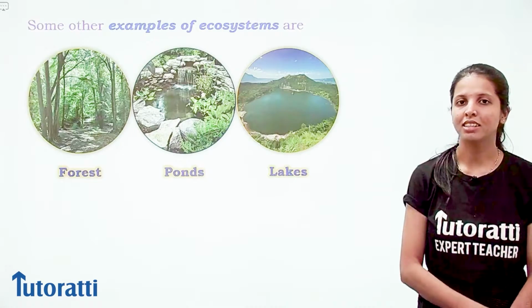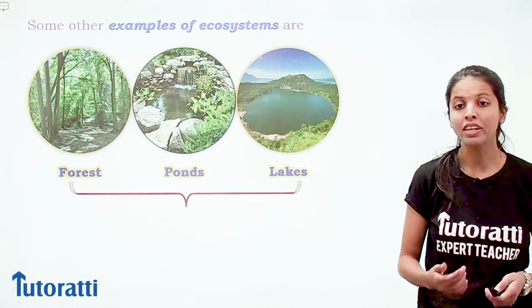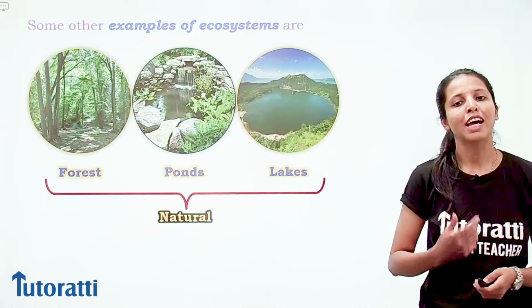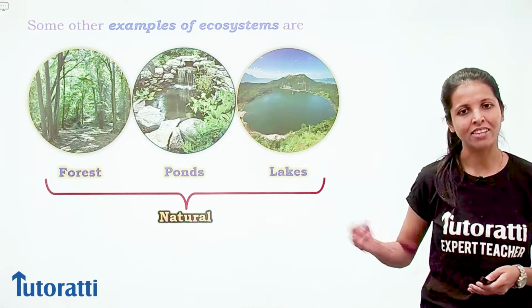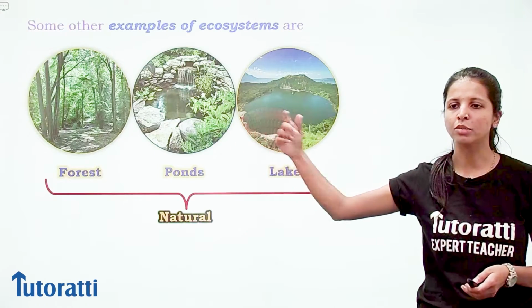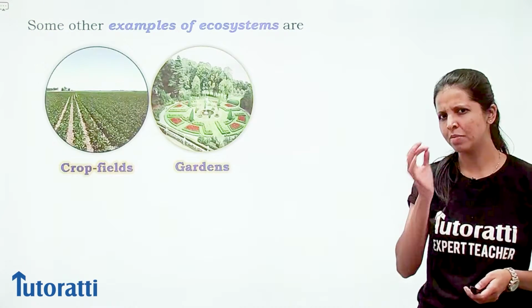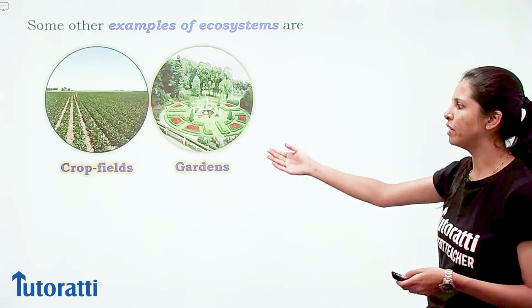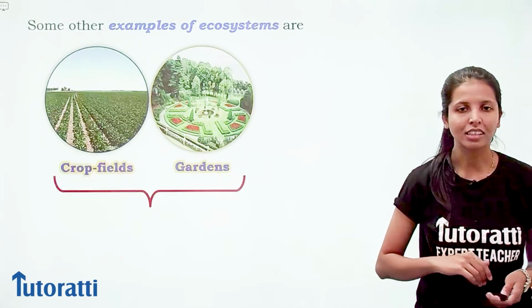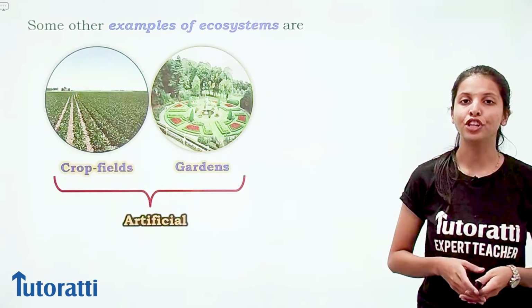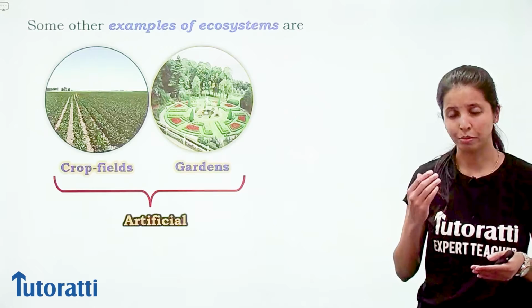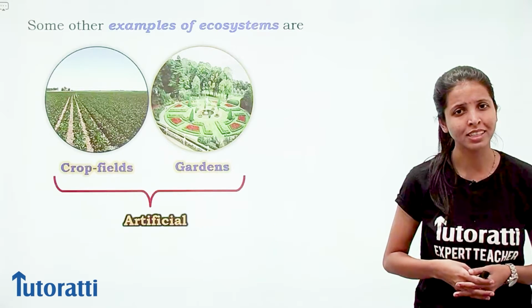Now kids, these examples that are in front of you are considered natural ecosystems. Yes, naturally formed, right? Forest, ponds and lakes. So do we have something called a man-made ecosystem? Yes, bacha. Crop fields and gardens are considered to be artificial or man-made ecosystems. Even zoos are going to fall into this category.